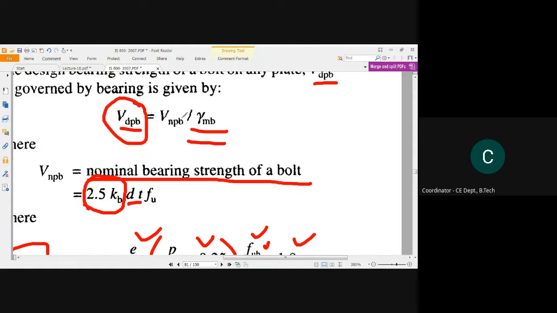So by reducing its actual capability with a partial safety factor, we are considering the bolt to be quite weaker than its actual capacity. So if that connection gets passed with its weaker bolt capacity, it will definitely pass with its higher capacity. Okay, so that is the purpose of applying this design factor.